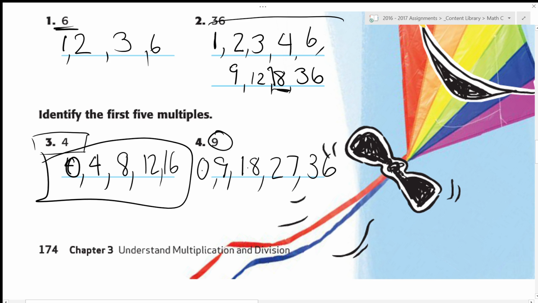Now, one other thing I can show you that works for both of these, 0 plus 9 is 9, plus 9 more is 18, plus 9 more is 27, plus 9 more is 36. Worked over here too, 0 plus 4 is 4, 4 plus 4 is 8, 8 plus 4 is 12, 12 plus 4 is 16. So that's a way you can go back and double check your work and make sure that it makes sense. I'm going to go ahead and stop the video now.